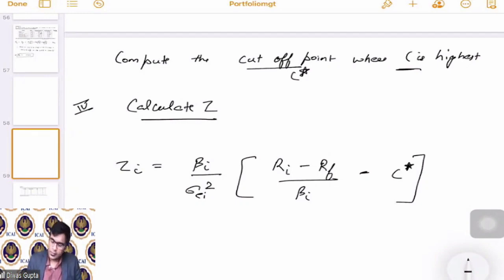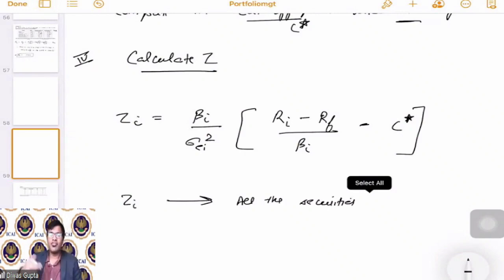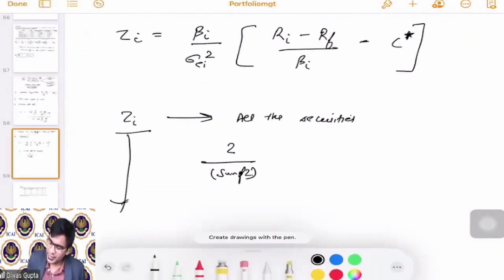After the Zi is calculated, for all the securities which are above the cutoff point, the weight is Z divided by the total Z, the sum of Z's. This we will go through as per the question. So finally, using Z, we will find out the weights.